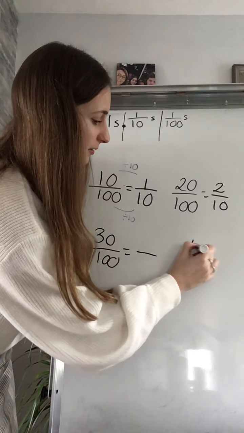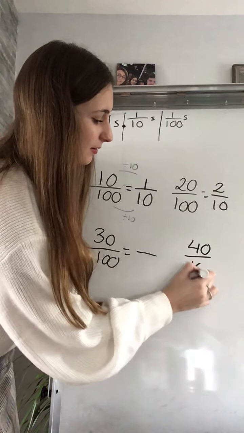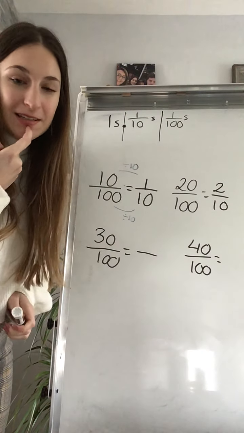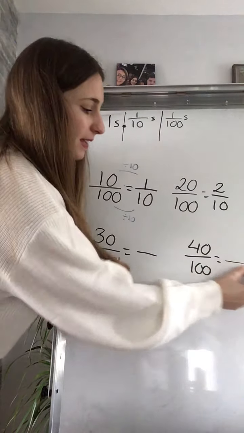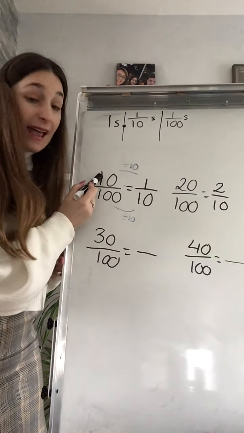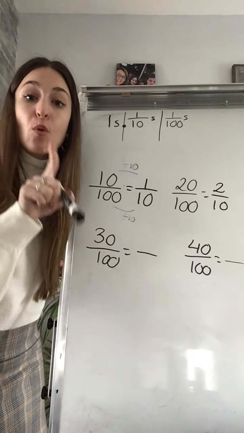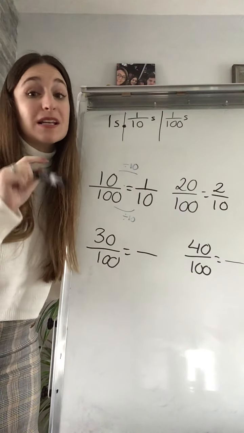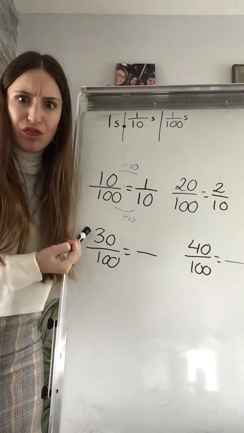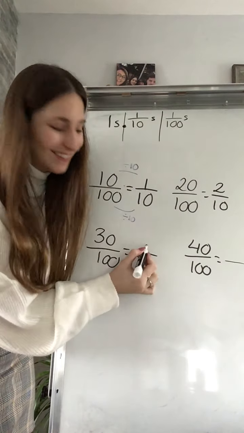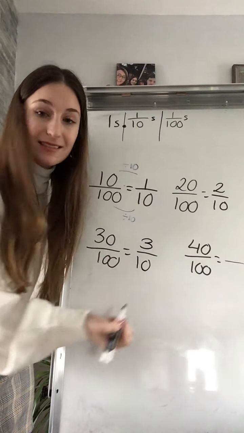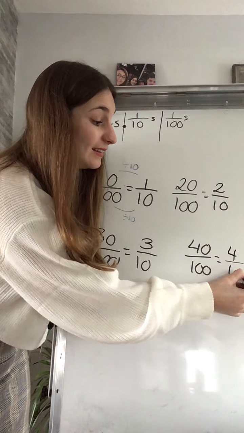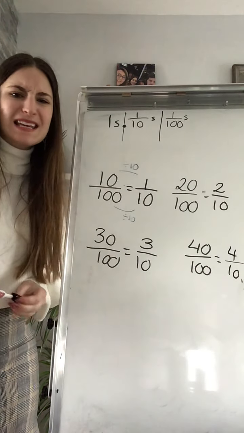Equivalent, and the equivalence in there. Have a go, quick. Pause the video and play when you're ready. So, 10 hundredths is the same as 1 tenth. 20 hundredths is the same as 2 tenths. 30 hundredths is the same as 3 tenths. Then 40 hundredths is the same as 4 tenths. Yeah, really easy, isn't it?